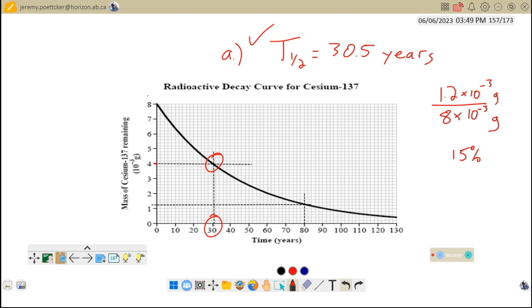Part B then, you say, okay, after 80 years, how much is left? So I go up from 80 years, find where it intersects, and then I trace this over to here, find where it intersects. It's about 1.2 times 10 to the negative 3. And so I've got 1.2 times 10 to the negative 3 divided by 8 times 10 to the negative 3. So this is how much is left divided by how much we started with. And I get 0.15. And as a percentage, that means I've got 15% left after 80 years.